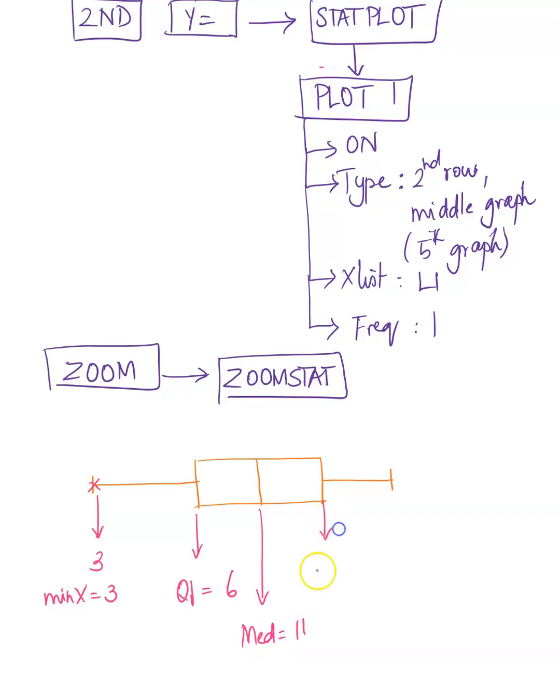It's 11. It got a little crowded, so I had to move it a little bit. Then move to the next one, Q3 is 15. And then move one more. There are 5-number summaries, so you expect 5 of these. That will be max x, which is 19. You can go back and verify that these were the very numbers we got manually through stat, calc, 1-var stats. And we also got the same thing using a visual view of it from the box and whisker plot.